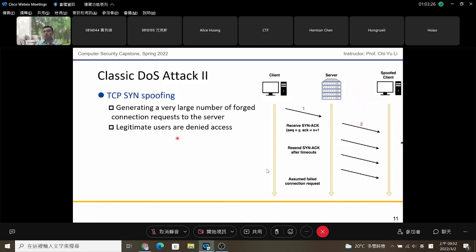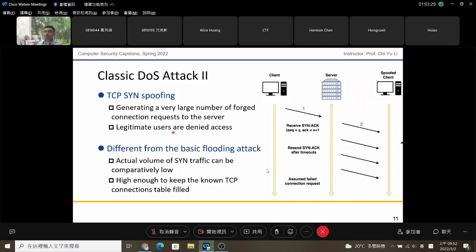Let's compare with the basic flooding attack. Here we do not try to overwhelm the bandwidth of the server; we try to exhaust the memory of the server. So we do not need to generate a large amount of traffic. The actual volume of SYN traffic can be relatively low compared with the ping flooding attack. It just needs to be high enough to keep the TCP connection table filled, so that it does not have any more table resources to accept more connections.